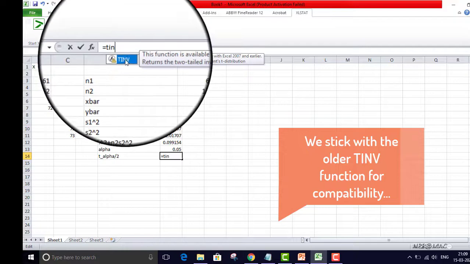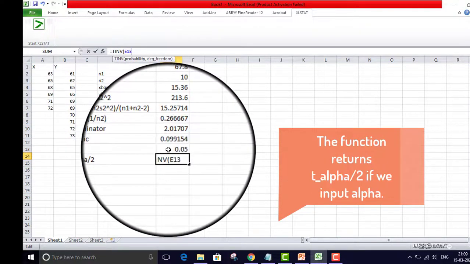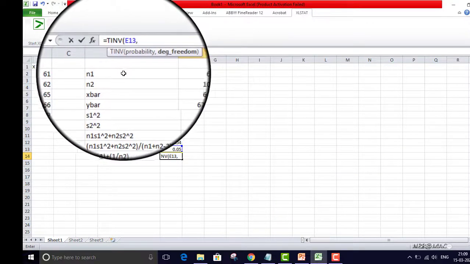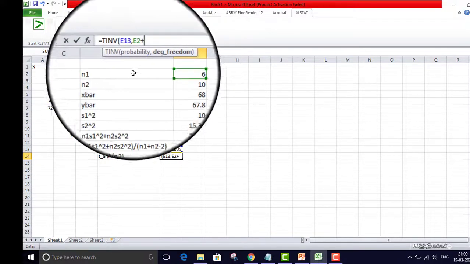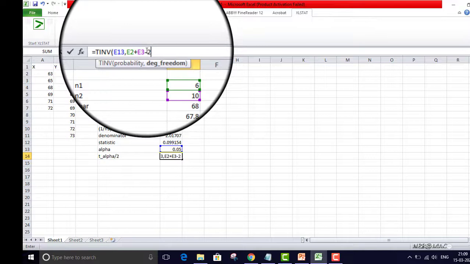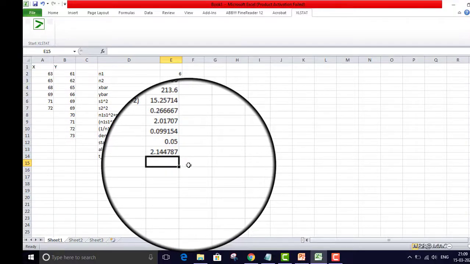Note here that the TINV function gives you the two-tailed critical region. That is, when you put alpha equal to 0.05, what you get is t alpha by 2. So if you want a one-tailed critical region, you must input the probability value equal to 2 times the value of alpha. For example, if you choose alpha equal to 0.05 in a one-tailed test, you have to enter the probability value as 2 into 0.05, equal to 0.1.